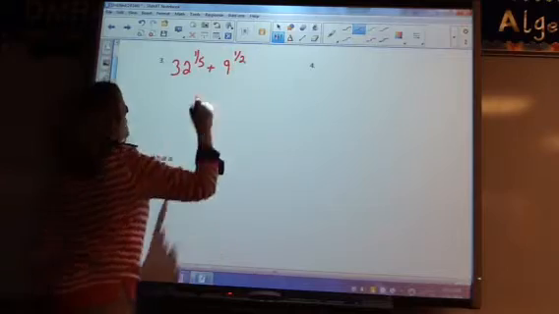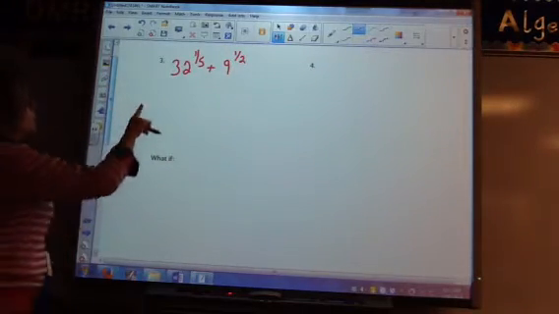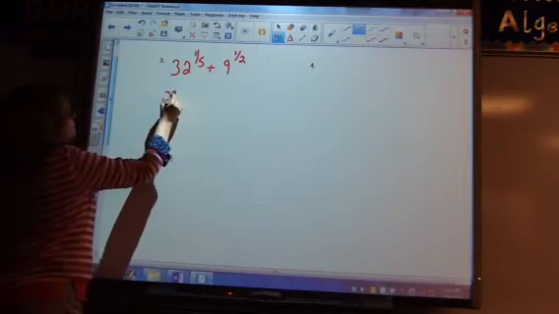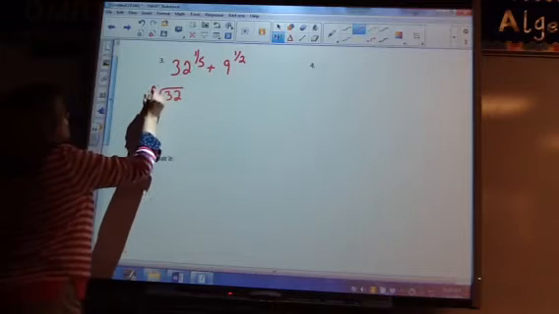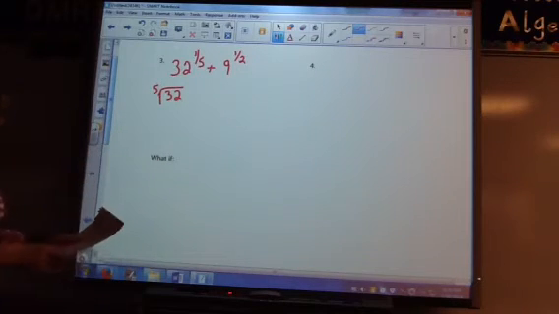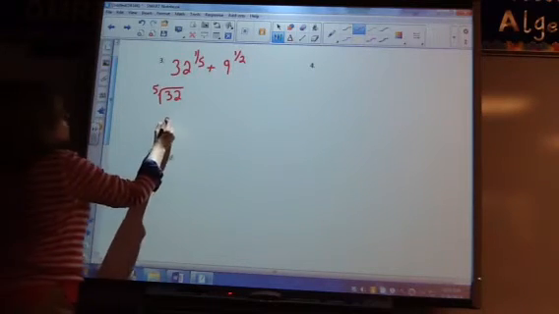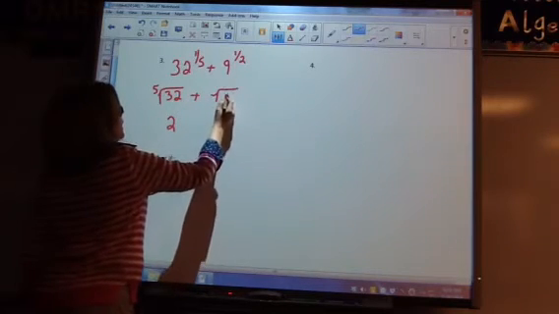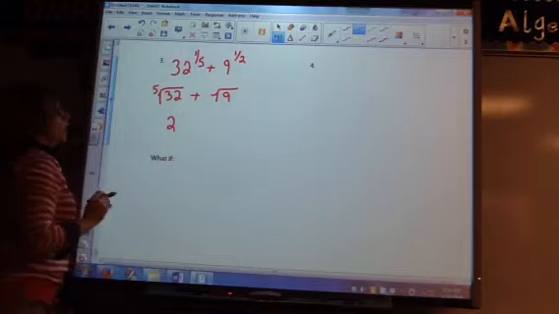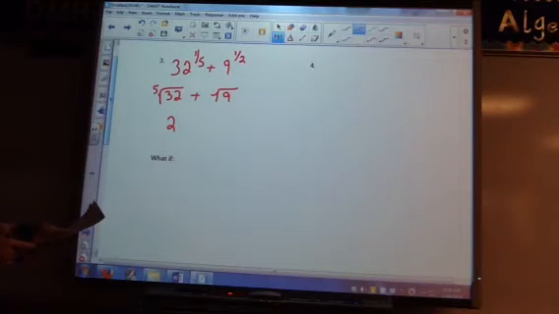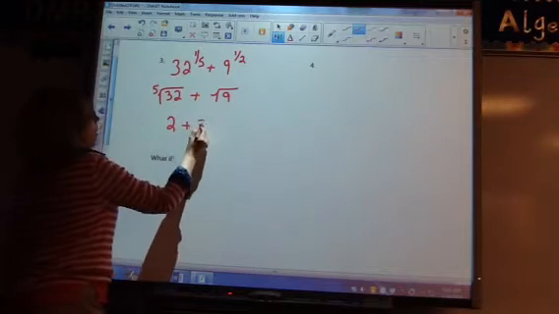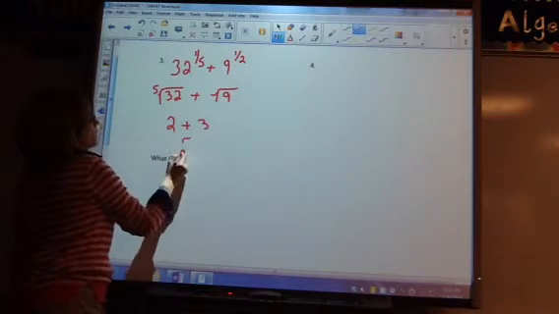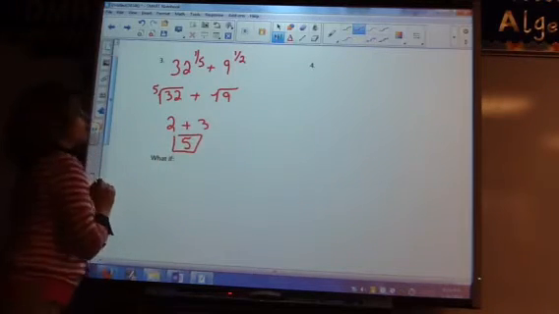All right, so let's apply this now. Okay, so we need to simplify this first one here. So that's the 5th root of 32, which is 2. And this is the square root of 9, which is 3. So my answer here is 5.